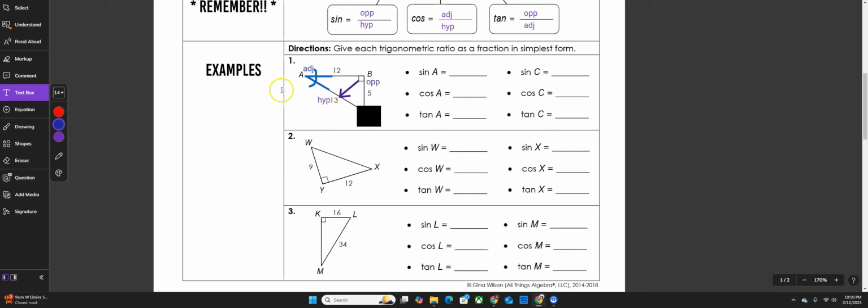So just like we usually do, I am going to be making a list. Luckily, we have a bunch of different letters, so for this one, I'm going to just call this list A. I have my opposite side is 5. My adjacent side is 12. And my hypotenuse is going to be 13.